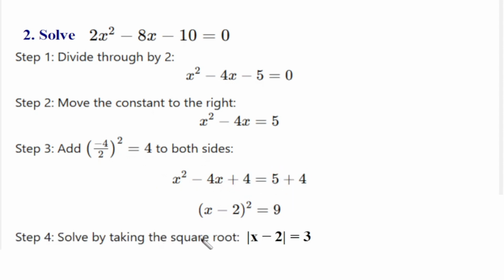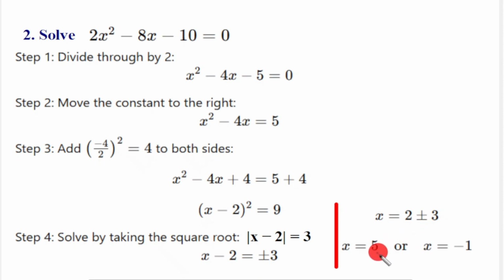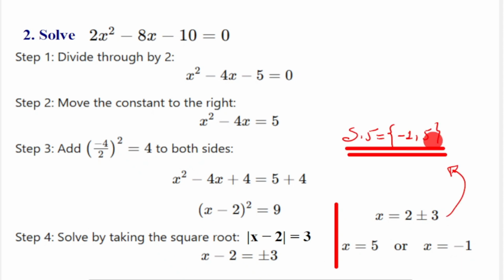Then solve by taking the square root of both sides. We get the absolute value of x minus 2, and the square root of 9 is 3. By using the rule of absolute value, x minus 2 is equal to plus or minus 3, and when we solve for x, we get x is equal to 2 plus or minus 3. When we add, we get 5, and when we subtract, we get minus 1. Therefore, the solution set is minus 1 and 5.